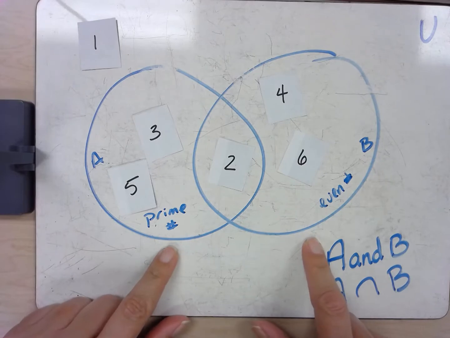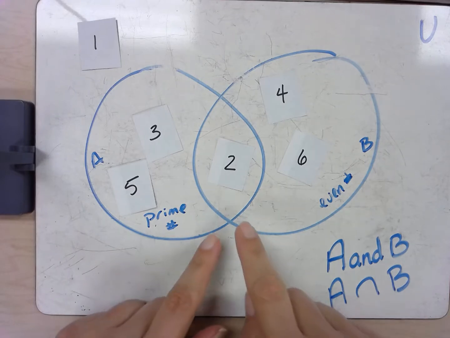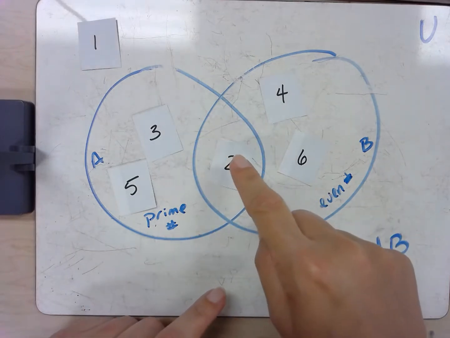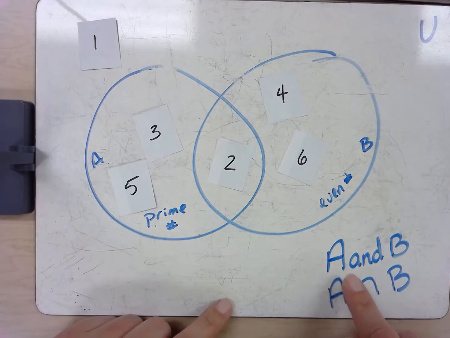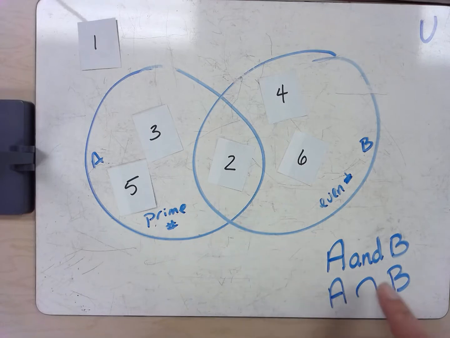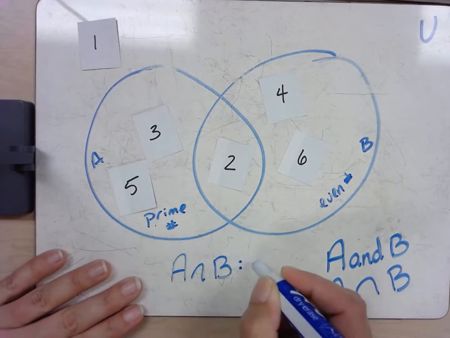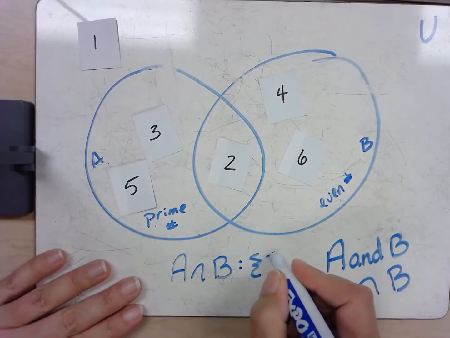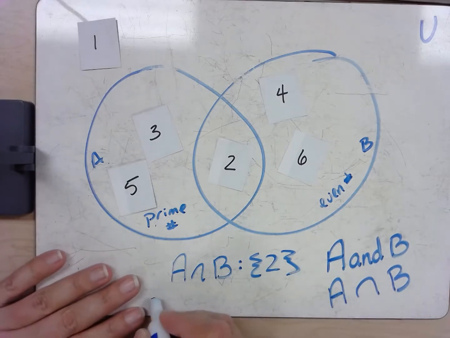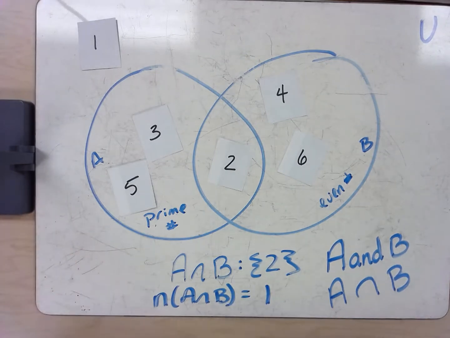It's a prime number and it's an even number at the same time. So when we're trying to determine what the and is, we're looking at the overlap. The and is where they share elements. So the probability, if we were doing probability, would be 1 out of 6 numbers. If we were just naming the set, we would say that this set was A and B, and the set, we got to use set notation, is 2. So the number of A and B equals 1. There's one element in that set.